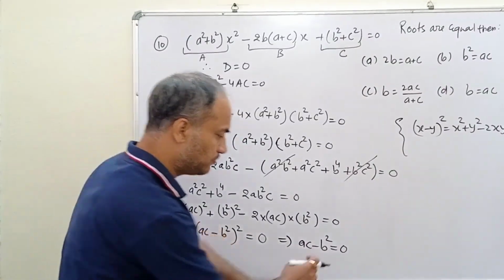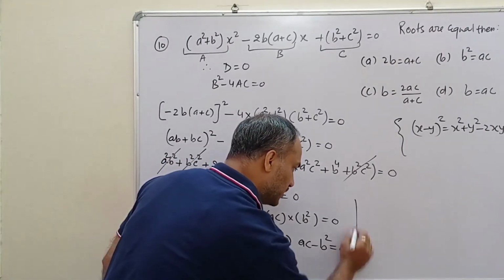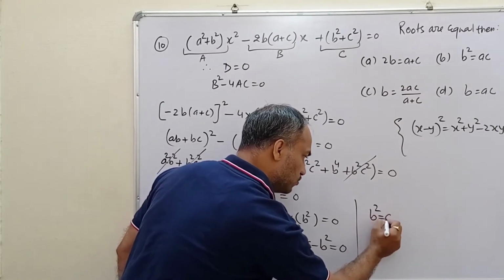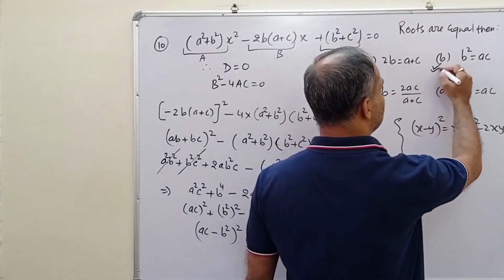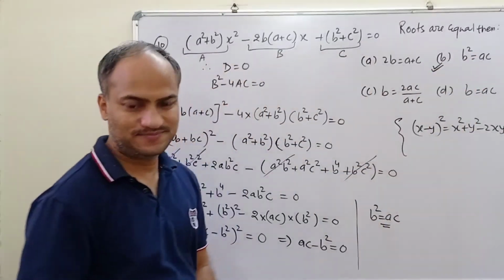Okay, now let us bring this term to the other side. What we get? B square is equal to AC. Okay, do we have any such option? Yes, B square is equal to AC is the correct answer here.